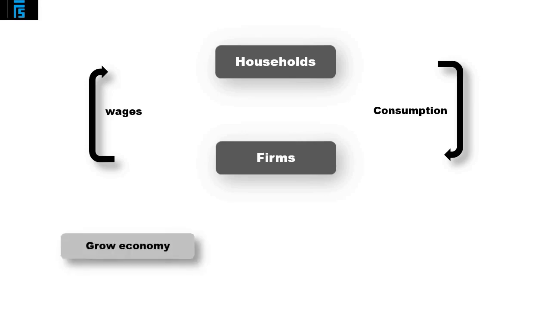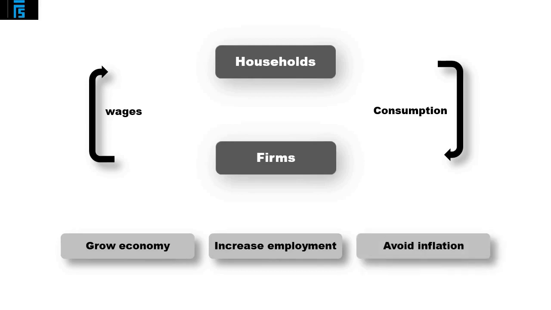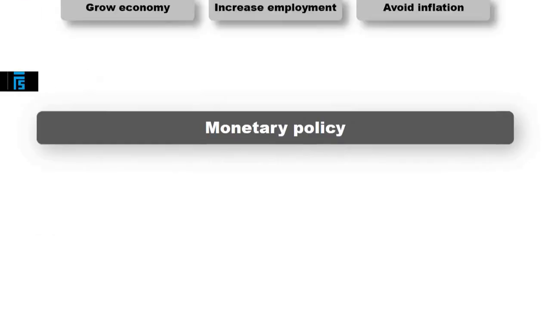Governments will want to grow the economy, i.e. the volume of money flowing around the circle, and increase employment. However, they will wish to avoid creating inflation, which arises when households are demanding goods at a quicker rate than firms can supply them. Governments can attempt to address inflation using either monetary or fiscal policies, and we will now look at each of these in turn.